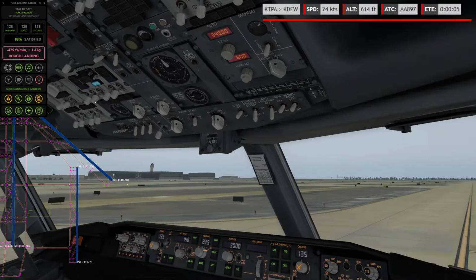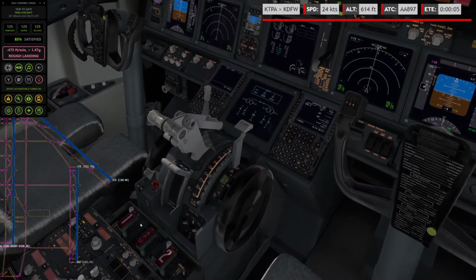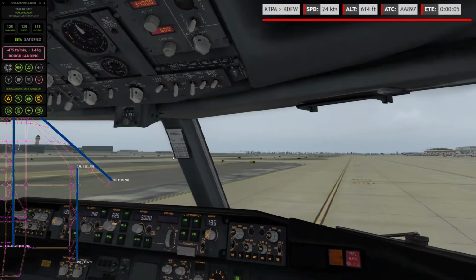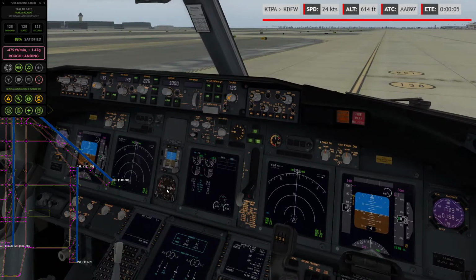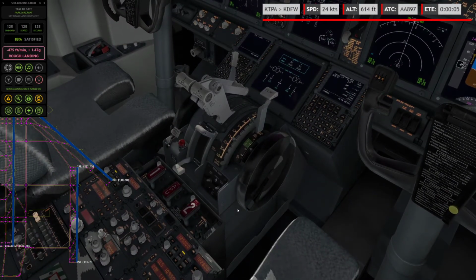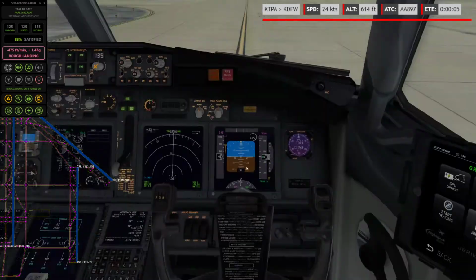Alright, we can actually cut off our left engine here. We have APU bleed, we have generators. Cut number 1. And we can turn TCAS to TA.